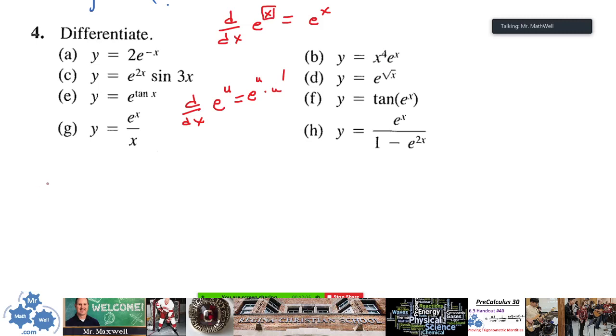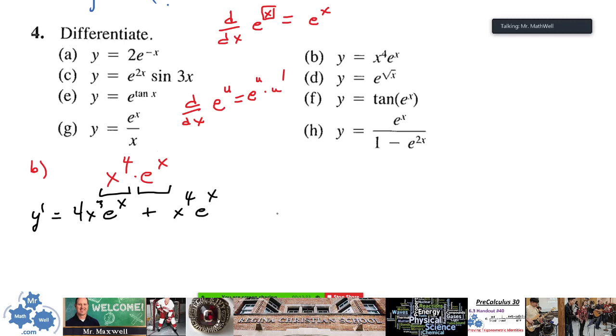So let's take a look at b first. This is an important one because what you might not see is that this is a product rule situation. We have a definite x to the fourth type function and a definite e to the x type function. So that's product rule. So y prime equals: the derivative of the first is 4x cubed times the second, plus the first times the derivative of the second, which is just e to the x.